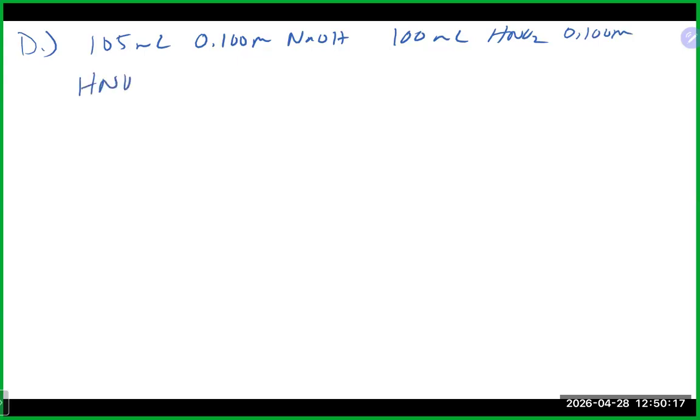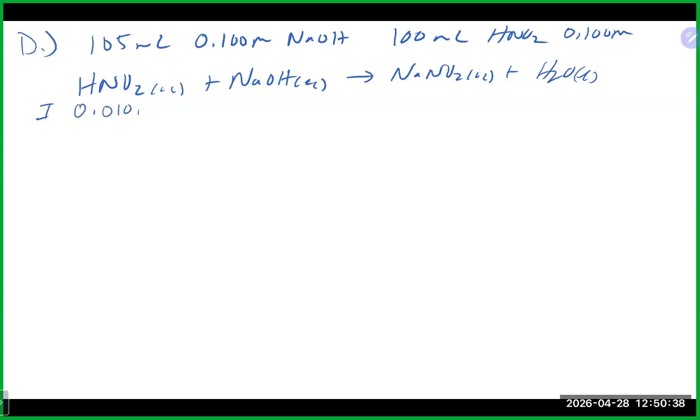So 105 milliliters of our 0.1 molar sodium hydroxide to our 100 milliliters of our nitrous acid. That is 0.1 molar as well. So we'll still have our reaction here. And obviously here we are going to go with our moles. So 0.1 times 0.1 for our acid, still 0.01 moles. For our sodium hydroxide, 0.105 times 0.1. Going to give us 0.0105.